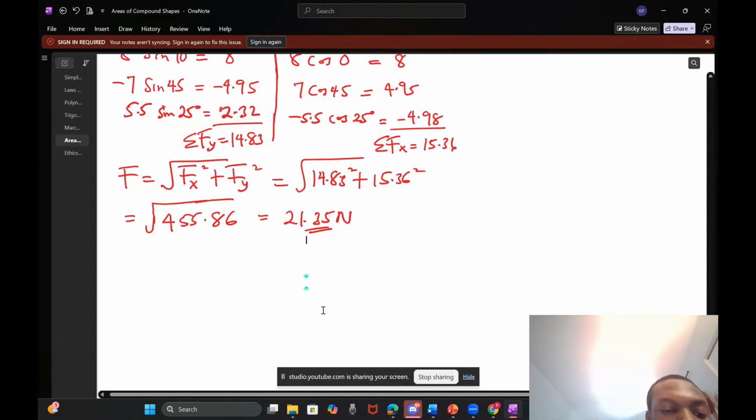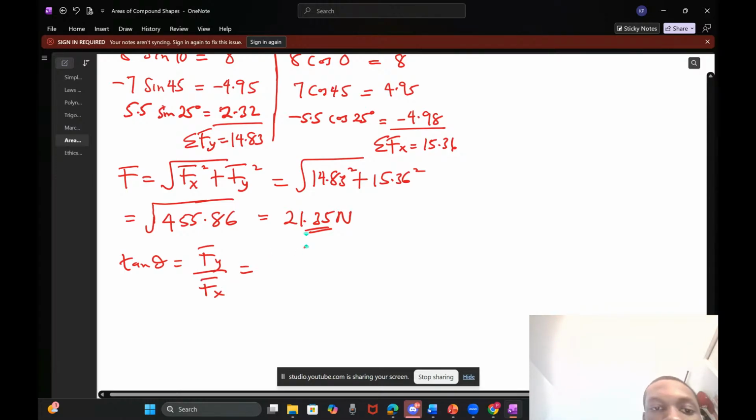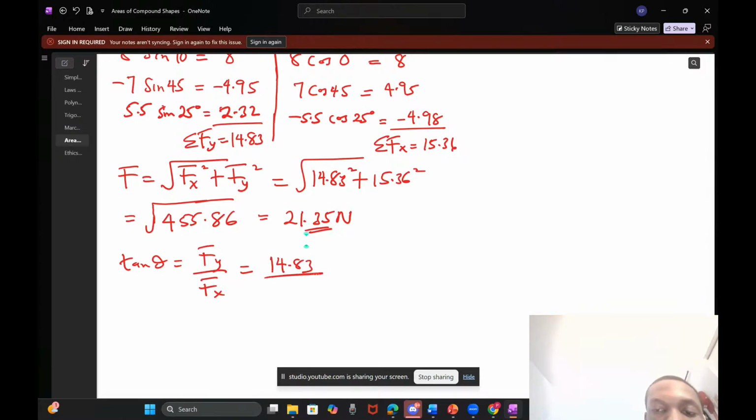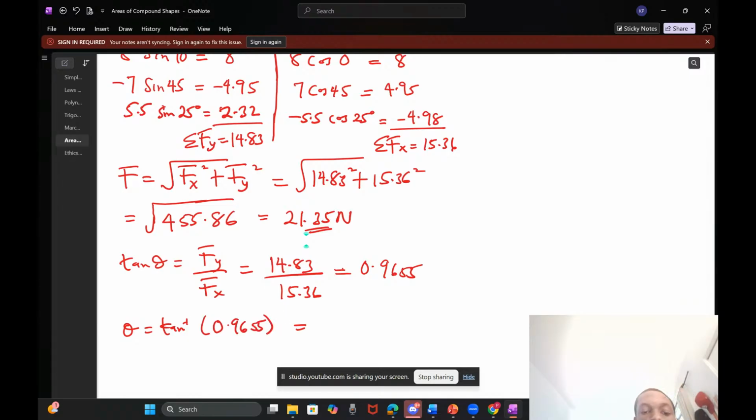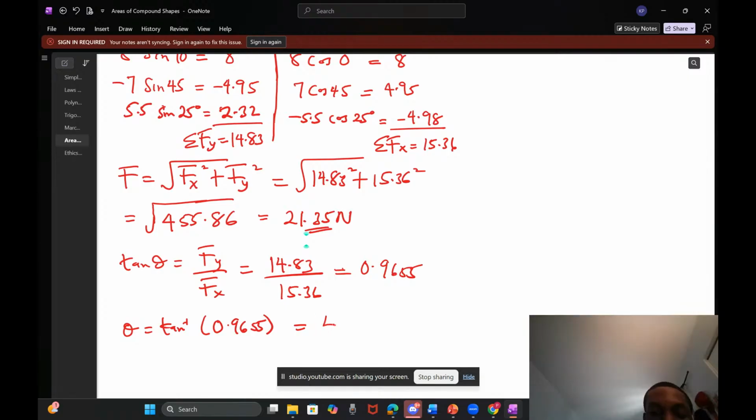And the direction will be tan theta equals Fy over Fx. So Fy is 14.83 and Fx is 15.36. Okay. So when you divide it, it will give us 0.9655. So theta will be equal to arctan 0.9655. When you find the arctan of that, you should get 44 degrees.